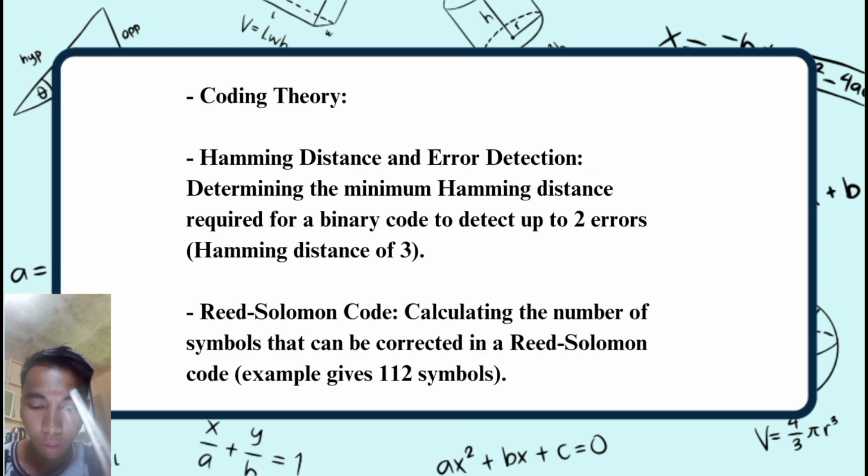Coding theory. Hamming distance and error detection, determining the minimum Hamming distance required for a binary code to detect up to 2 errors. Hamming distance of 3. Reed-Solomon code, calculating the number of symbols that can be corrected in a Reed-Solomon code. Example gives 112 symbols.